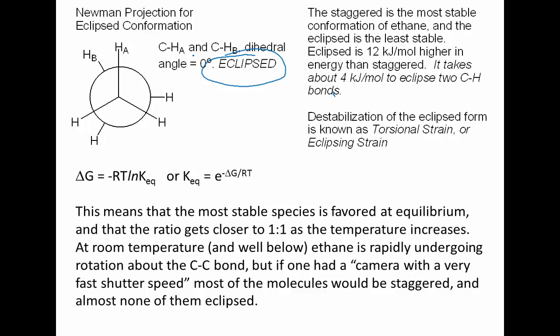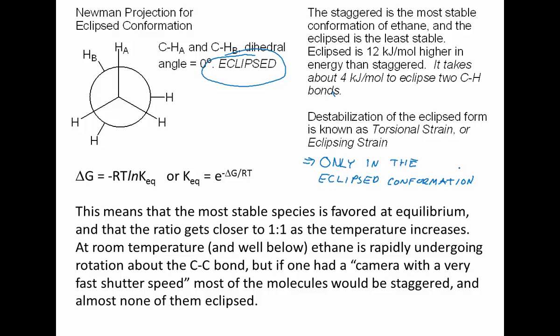Okay, a lot of students seem to be confused about torsional strain versus other types of strain, but the key point to realize here is that you do not have torsional strain unless you have an eclipsed conformation. So this is only in the eclipsed conformation.